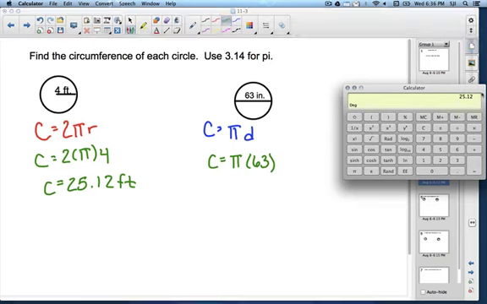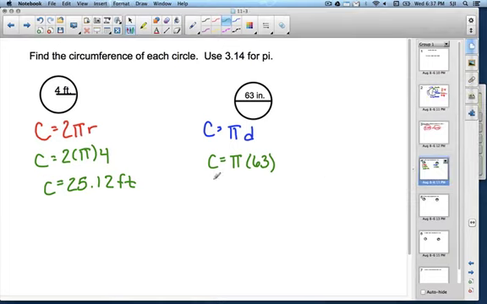We're going to go over to the calculator. 3.14 times 63 equals 197.82. Don't forget to label it inches. So if you were to walk around a circle that had a diameter of 63 inches, it would be 197.82 inches.